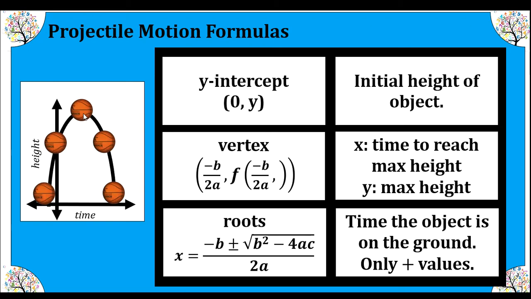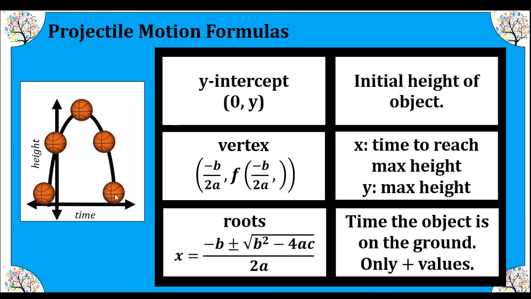The vertex is going to tell me the amount of seconds it takes the object to reach the maximum height. And then we have our roots. The positive root is going to be how many seconds it takes the object to hit the ground. Sometimes our root may be 0, which means it was launched from the ground.